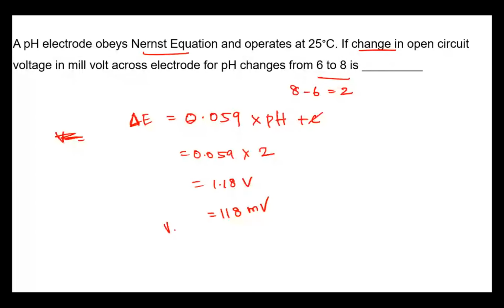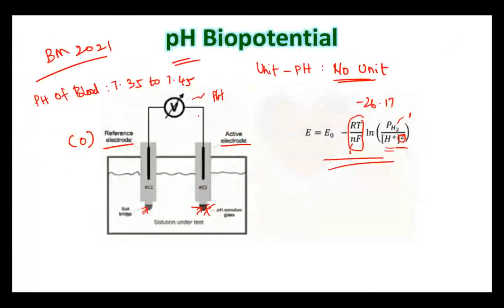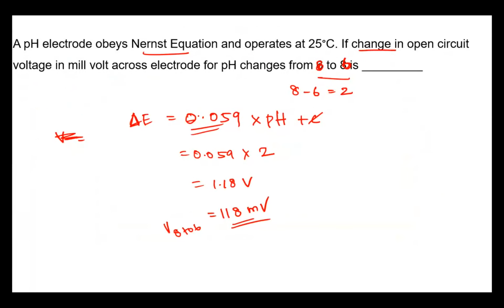This is for pH 8 to 6. So when the pH turns from 8 to 6, your final answer is this. Fine. It's nice to learn this, and if you substitute in the other equation also, you will get the same answer.